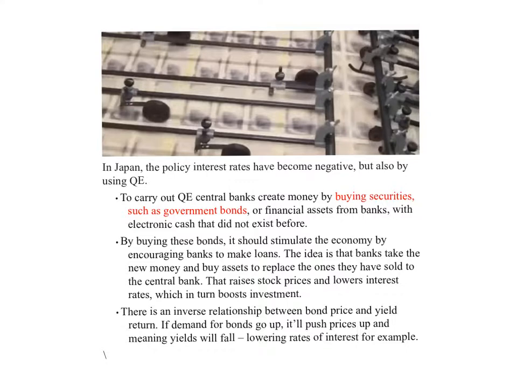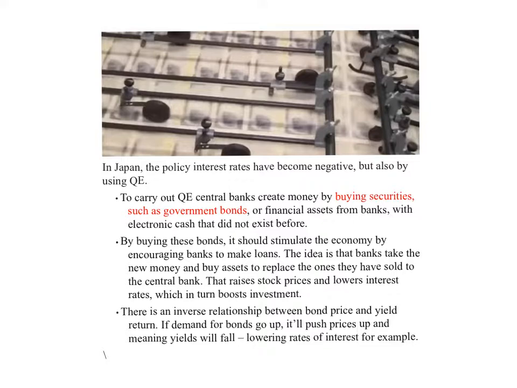So therefore, with electronic cash that did not exist before, this electronic cash is being made. It's quite similar to, I suppose, printing money, but instead of printing it, they're doing it electronically and just adding it to their balance sheets. So what their balance sheet was before and what it is now, the balance sheet will be higher because they've included this electronic cash that they've created. So by buying these bonds, they should be trying to stimulate the economy by supplying money to, for example, the government and to banks.